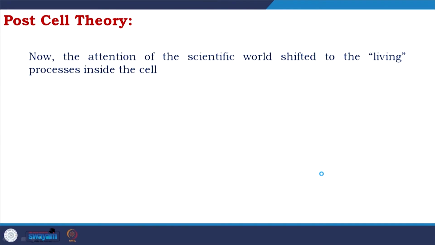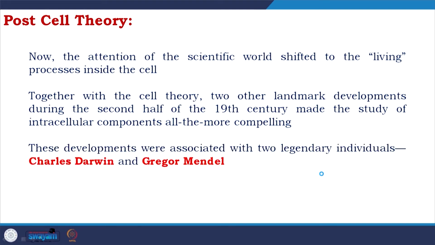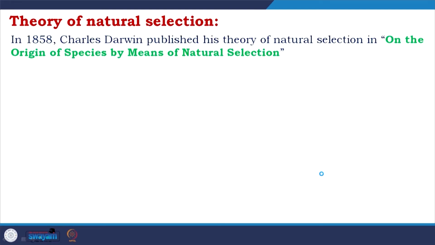Now, when the cell's preliminary work was established, the attention of the scientific world shifted to the living processes inside the cell. Together with the cell theory, two other landmark developments during the second half of the 19th century make the study of intracellular components all the more compelling. These developments are associated with two legendary individuals, Charles Darwin and Gregor Mendel. Theory of natural selection by Charles Darwin.